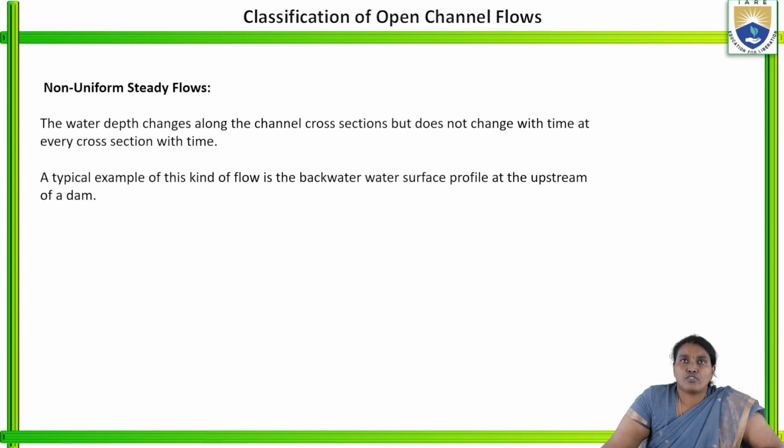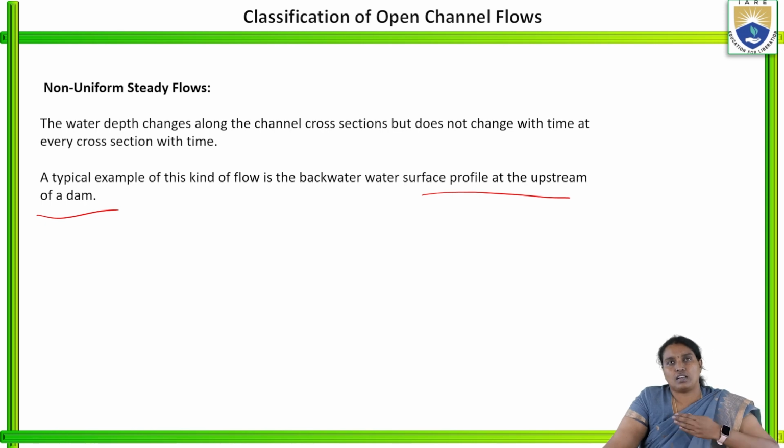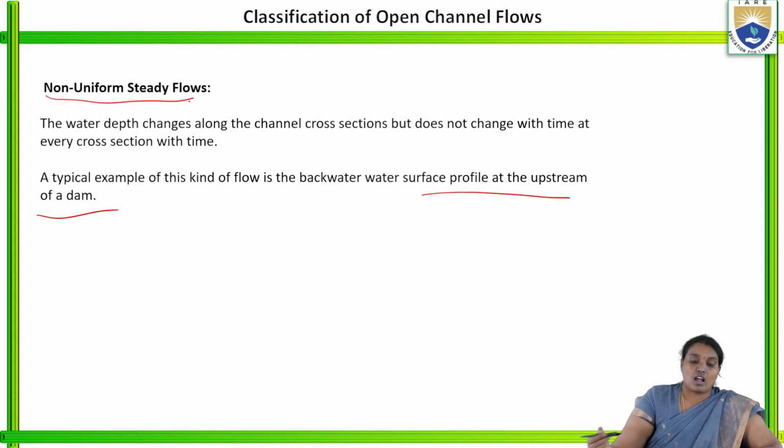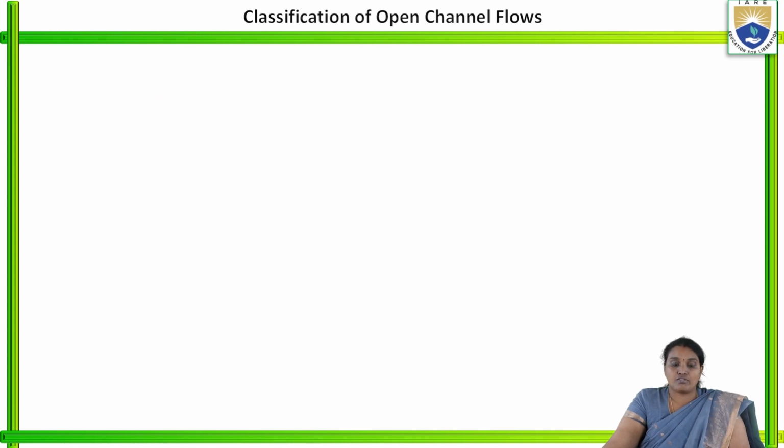Non-uniform steady flow: the water depth changes along the channel cross sections but does not change with respect to time at every cross section. For this, the backwater surface profile at the upstream of the dam is the best example. Whenever floods are coming and a dam is present in a river, the backwater surface profile at the upstream of the dam is the best example for non-uniform steady flow.